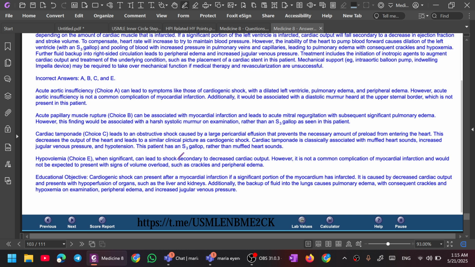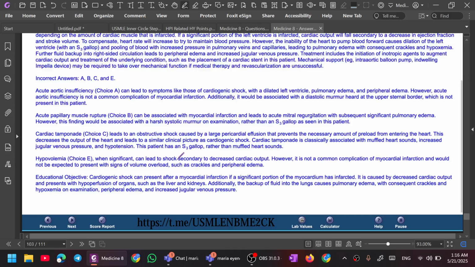Okay. And then it's not B, because acute papillary muscle rupture can be associated with MI and leads to acute mitral regurgitation with subsequent significant pulmonary edema. However, this finding will be associated with a harsh systolic murmur on exam rather than an S3 gallop.